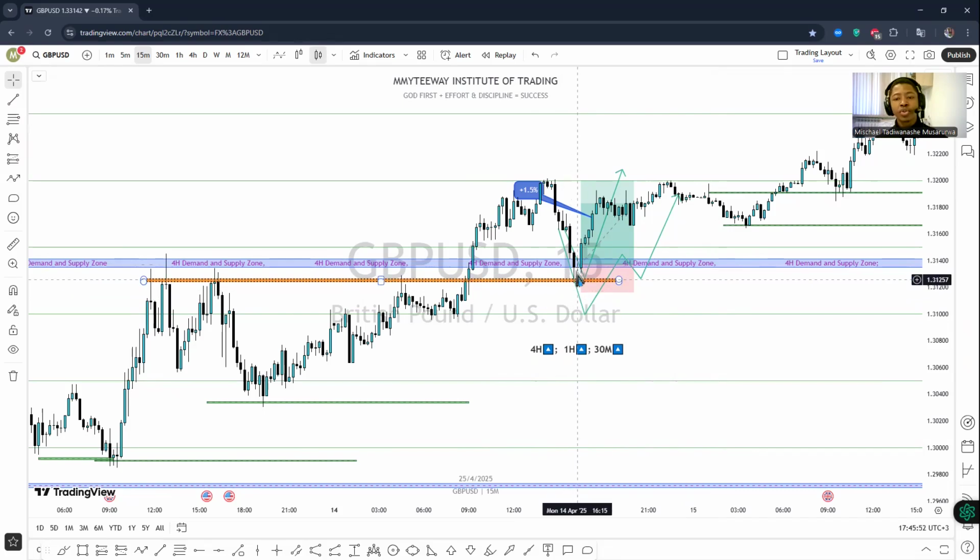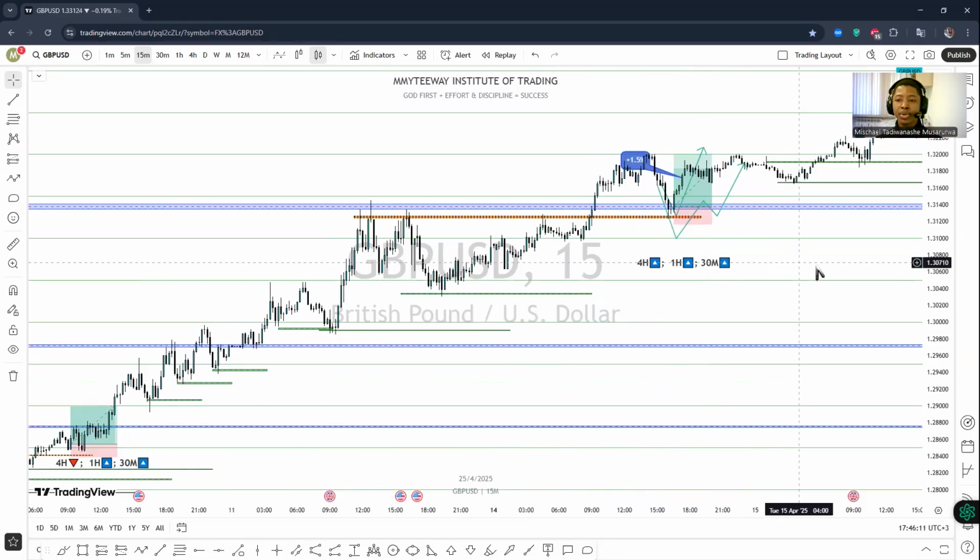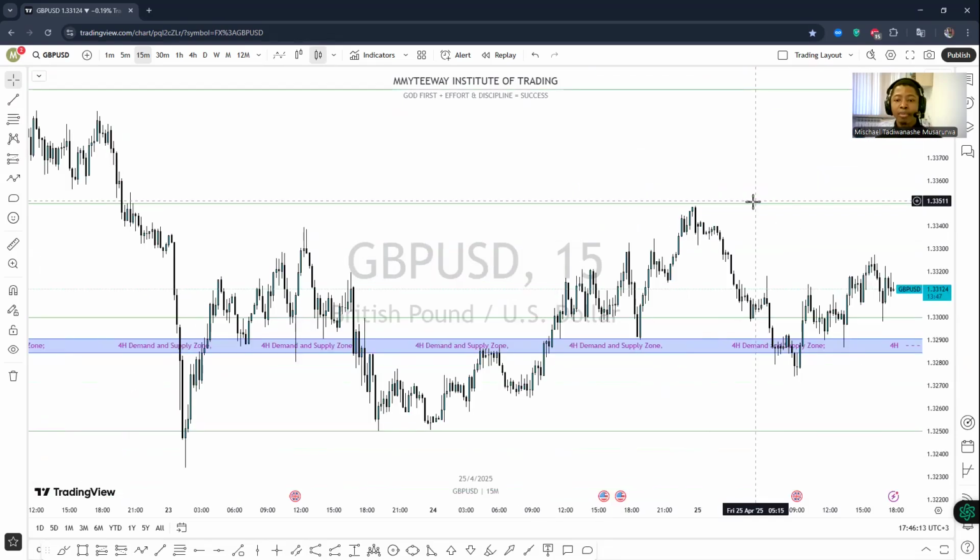This one became a doji, which is on the mid, and this doji with this huge bearish candle and the bullish engulfing candle, they created the morning star, which is a reversal pattern. So this is an example of how the 4-hour demand and supply zone influences our market.